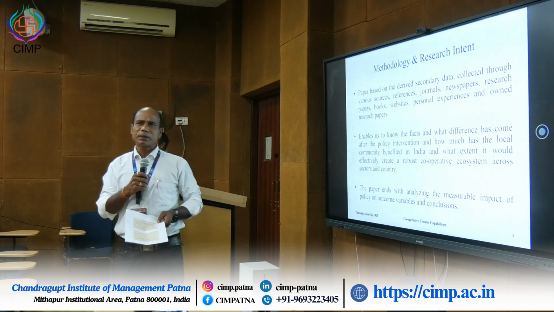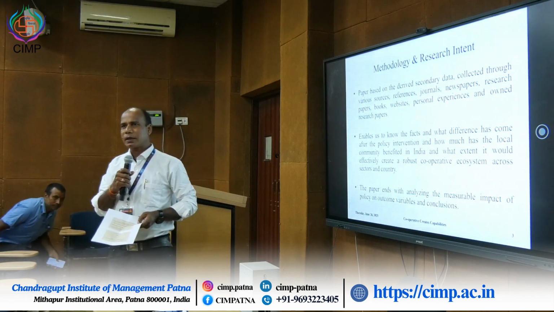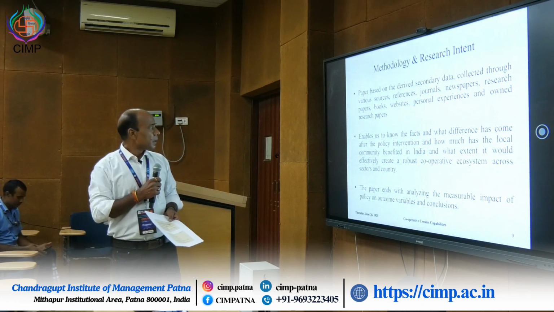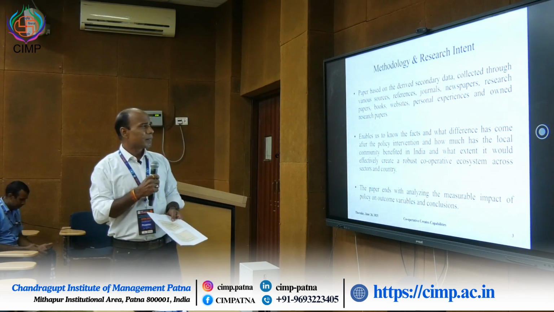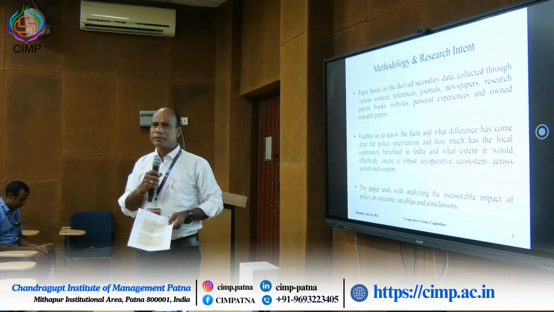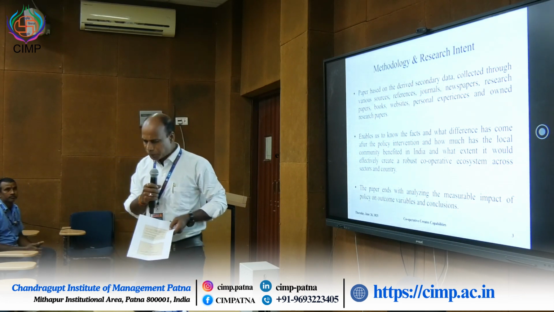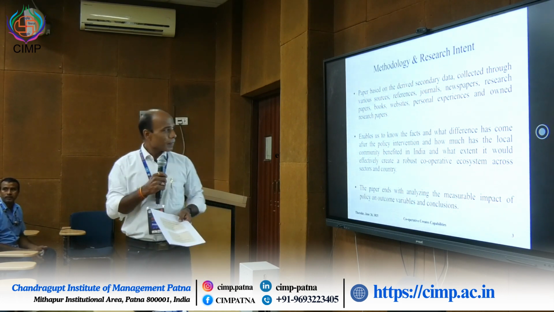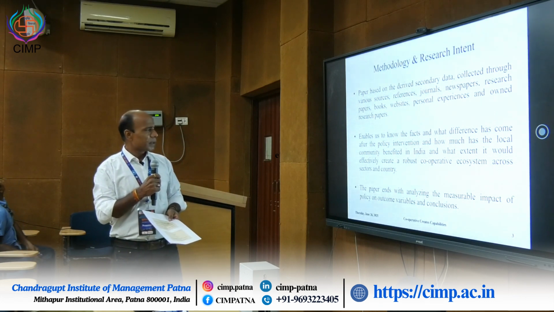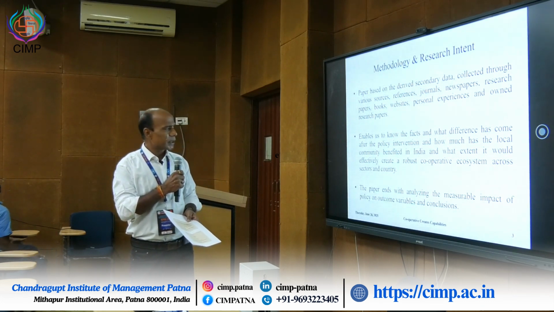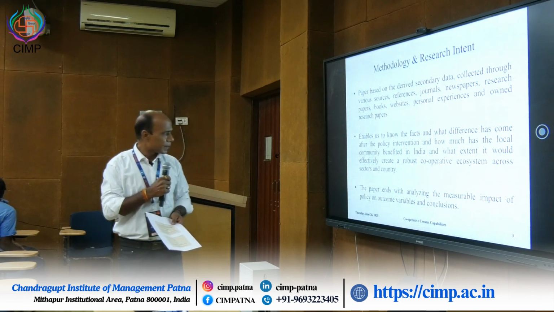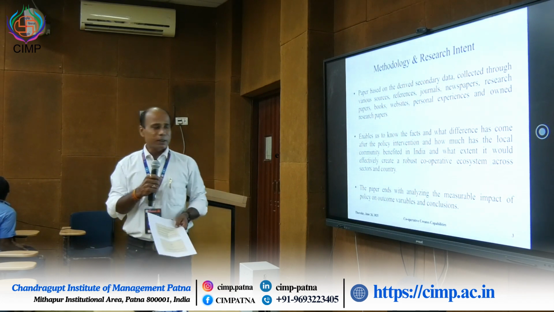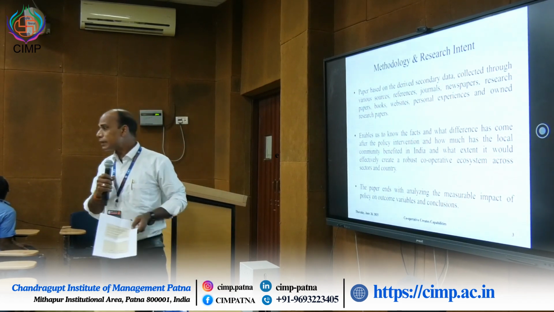And some of the research papers are based on agriculture and other subjects. So I have taken some parts from previous research papers. That enables us to see what difference has come after the policy intervention, which was first put in force in the year 1904. And how much has the local community benefited in India, and to what extent would it effectively create a robust cooperative ecosystem across sectors and the country. The paper ends by analyzing the measurable impact of the policy on outcome variables, and the conclusion is described in the next slide.